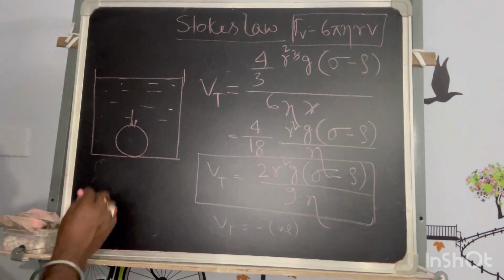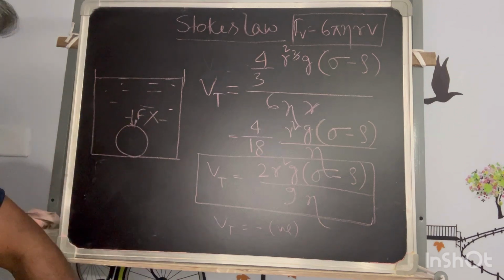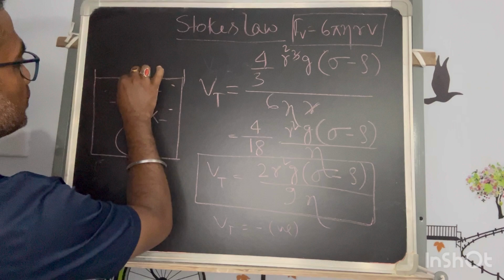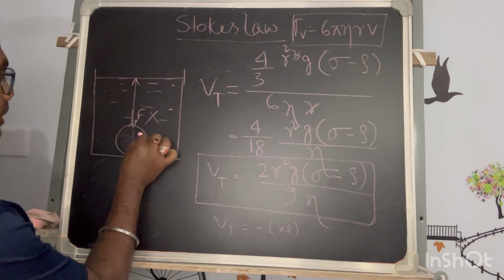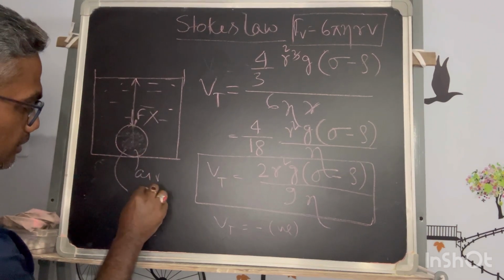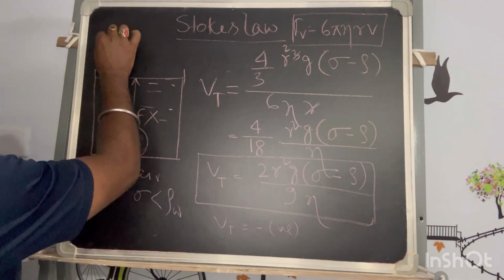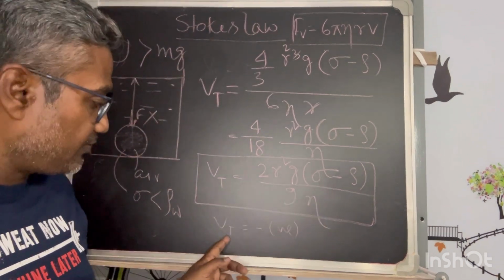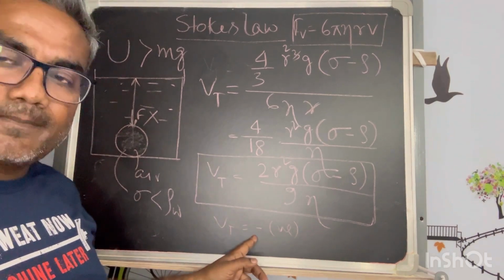Okay, so in this case, when you move this force, the force by which you are trying to push the ball inside, that ball will jump to the surface. Since this is filled with air, the overall density of this ball is less than the density of water, so that's why it is moving. The upthrust is more than mg, and the velocity will be upward against gravity. So that's why that Vt is coming negative.